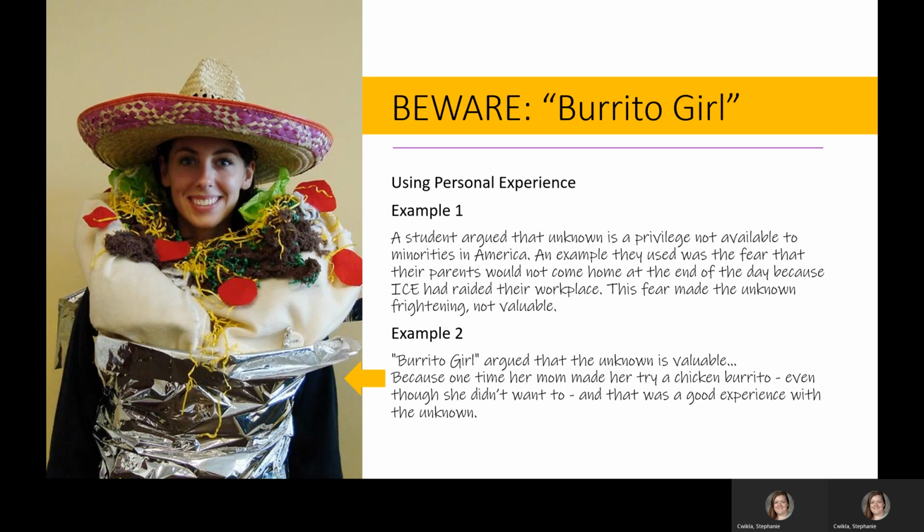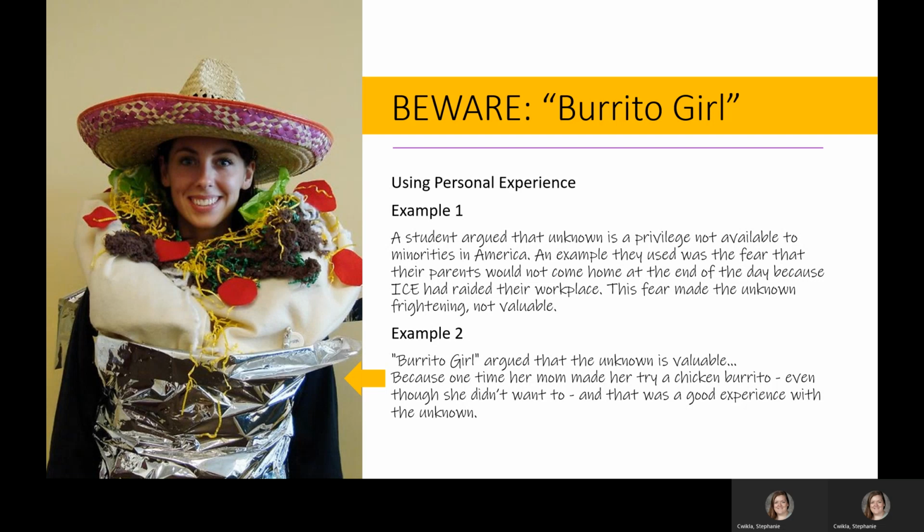Now, the second example is more so what we see as readers, and unfortunately less successful. Because Burrito Girl argued that the unknown is valuable, because one time her mom made her try a chicken burrito, even though she didn't want to, and that was a good experience with the unknown because she ended up liking it. Looking at those 2 examples, I hope you can see how personal experience can be very successful and how it can be very shallow, immature, and unsuccessful. To example 2's credit, it is some evidence, but it's definitely not evidence that's going to knock me over and convince me of anything.